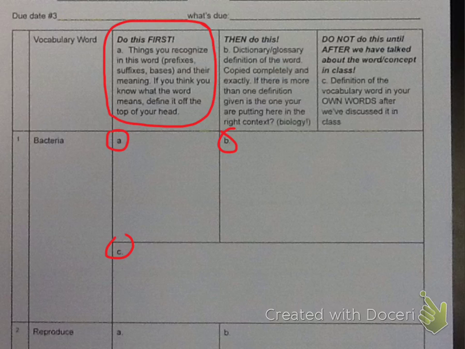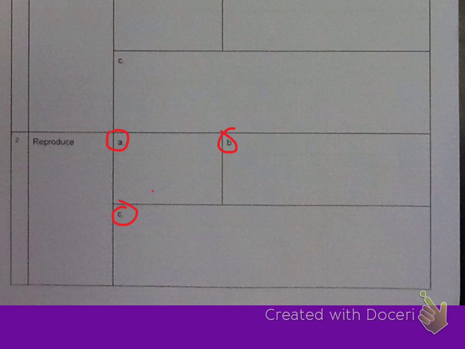So actually we'll do the second one first. We'll do reproduce. The instructions for box A are to look for anything in this word you recognize. If you see a prefix in the word reproduce, underline it. To produce, to make. So I've got reproduce, to make again? That's kind of what it sounds like, based on what we know those two pieces of the word mean.